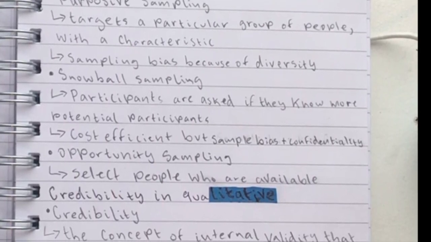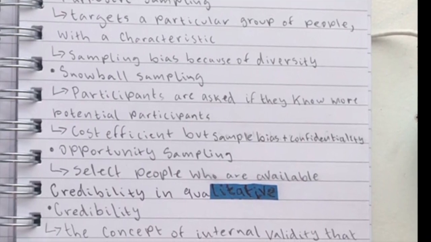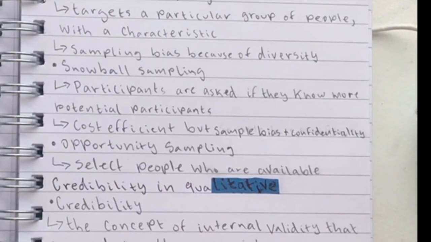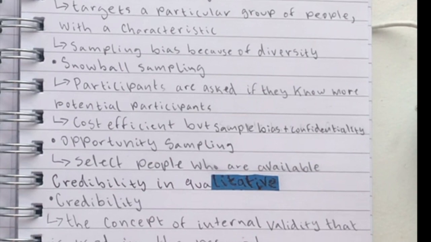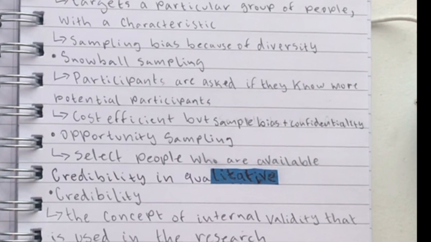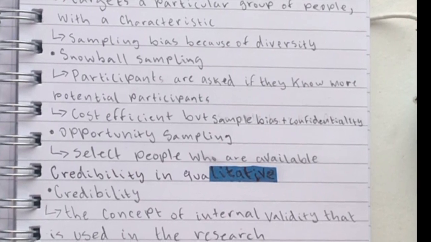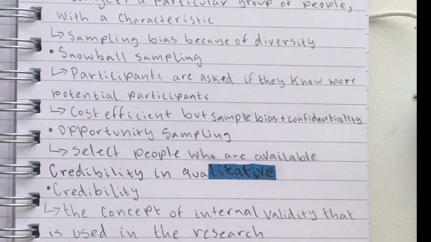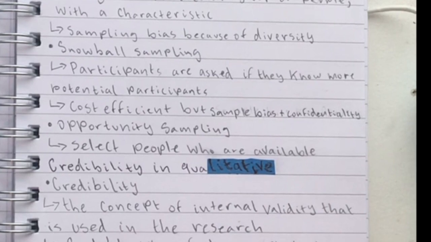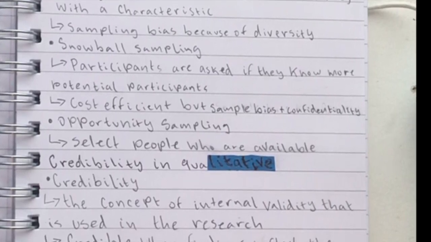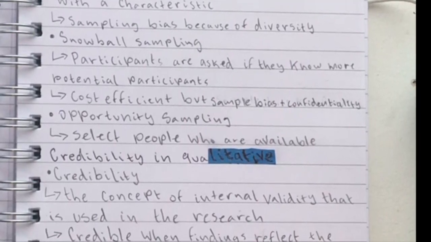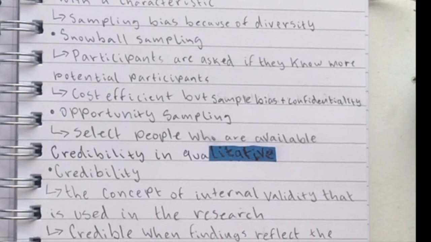So snowball sampling is the next one. That is when participants are asked if they know more potential participants. This is very cost efficient, but there may be sample bias and issues with confidentiality because, first of all, participants will be aware of who other participants are because they recommended them. So this is essentially taking a person and asking them like, hey, do you know anyone who's just like you? Which can also lead to the sampling bias because then you might get a lot of people who are very similar and don't actually represent the entire population of people with that characteristic. It only represents a certain type of person, which could be an issue.